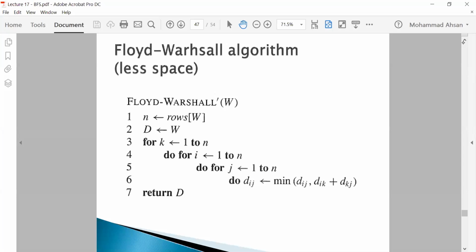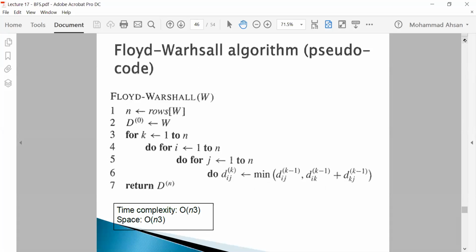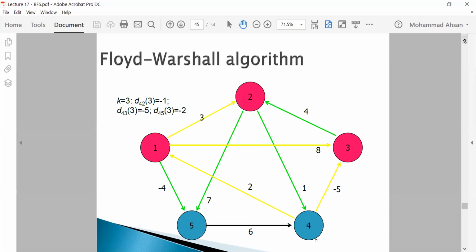But to understand it, you should actually do the original one. You have to see what was the previous value and what is the new value if you go through the intermediate vertex. Now, you might not always be able to go through the intermediate vertex. For example, if I tell you go to 3 from 4 using 2 as an intermediate vertex, and there is no edge from 4 to 2, obviously for that you will get an infinity value, so it will never be selected. So that is taken care of in the algorithm.